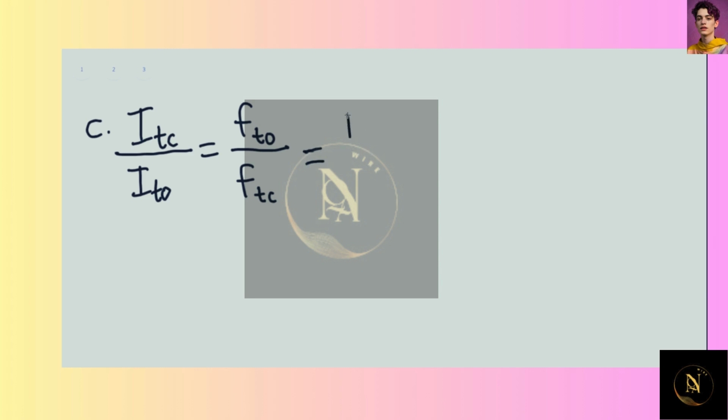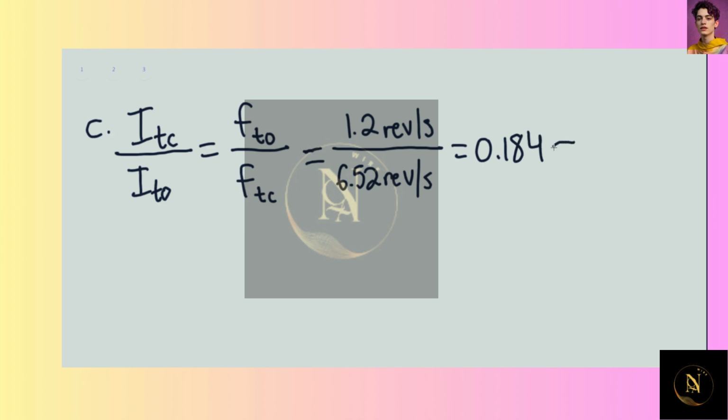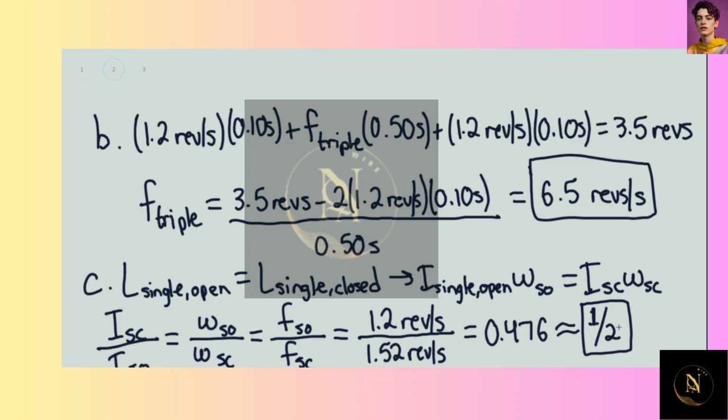And this is equaling 1.2 revolutions per second divided by 6.52 revolutions per second. This is giving us 0.184, or we can say approximately 1/5. Essentially, the triple axle moment of inertia must be reduced by a factor of about 5 in order to make the triple axle. So this would be your second final answer for part C, and this would be your first answer for part C.